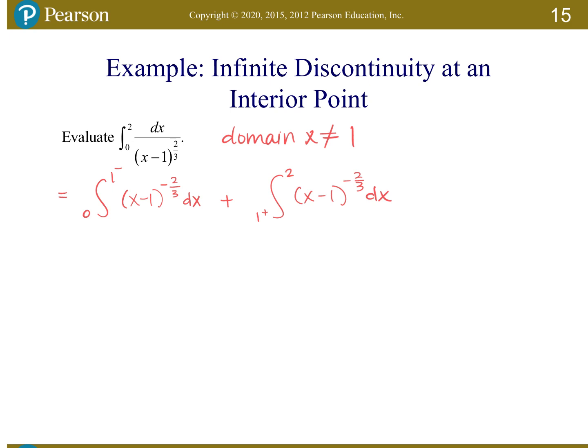So this is us saying, well, fine, we won't use 1. We'll skip right over 1. We'll get as close to 1 as we can from the left side, and we'll skip right over it, and then we'll pick it up on the other side.